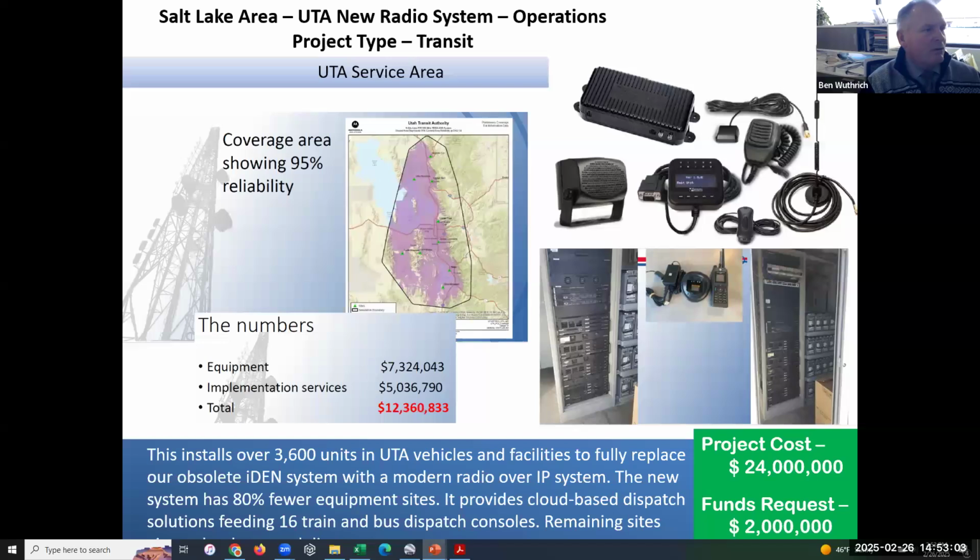The next project is a request from UTA. This is to replace their existing radio system, which is worn out, no longer works. Estimated project cost is $24 million. Funds being requested are $2 million.